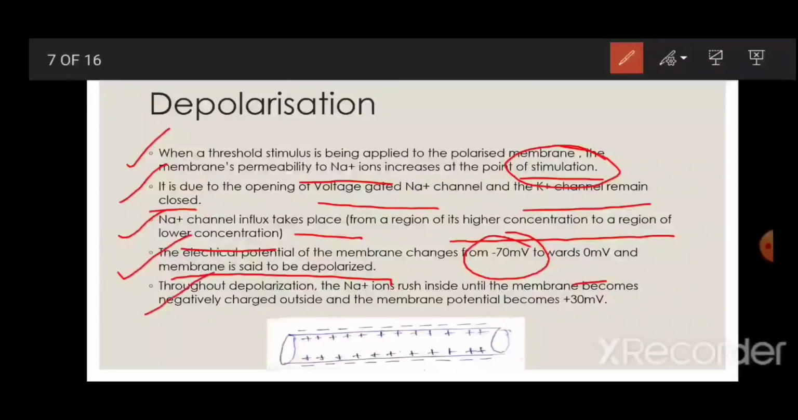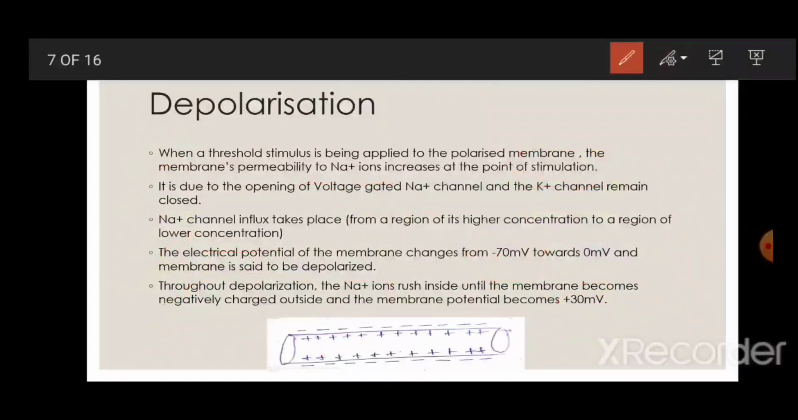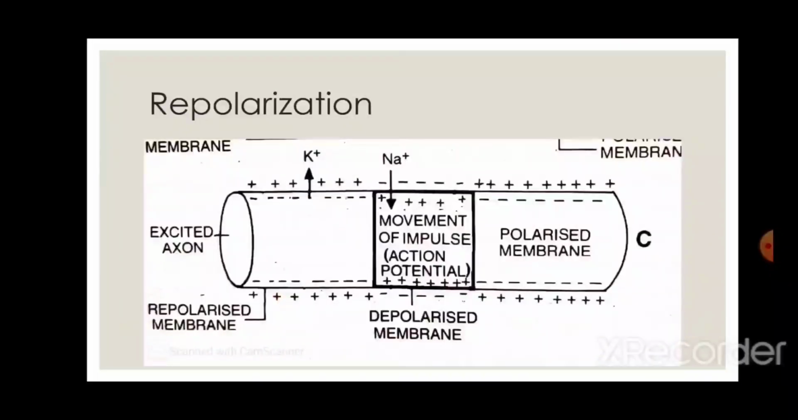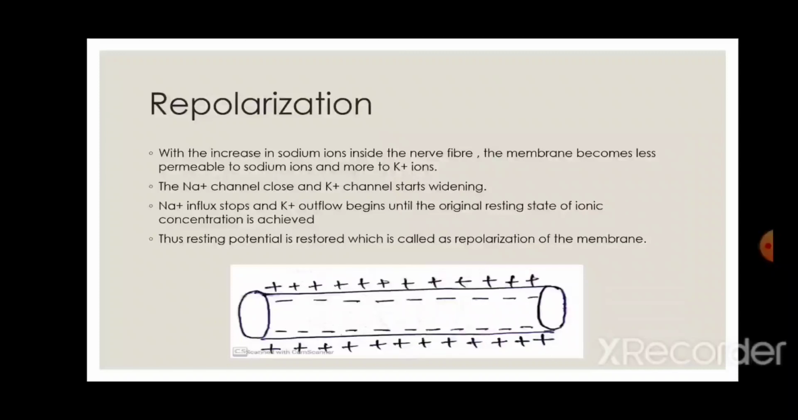Throughout depolarization, the sodium ions rush inside until the membrane becomes negatively charged outside and positively charged inside, and the potential becomes plus 30 millivolts. It means the depolarization continues till the potential of the membrane changes from minus 70 millivolts to plus 30 millivolts, and a condition like this is seen. Now let's move to the next slide, which is showing repolarization.